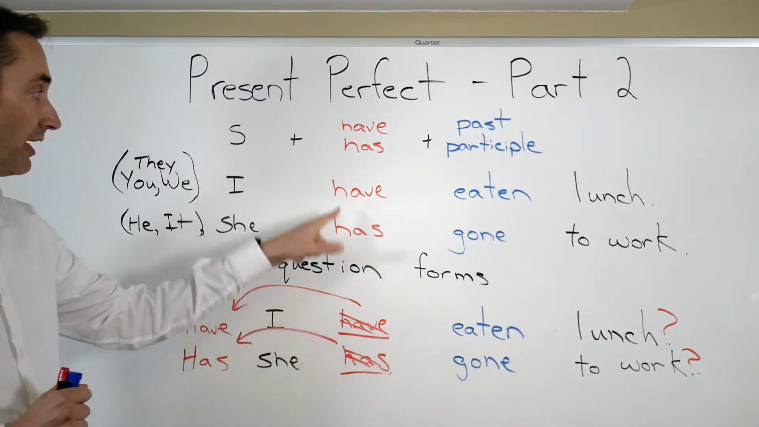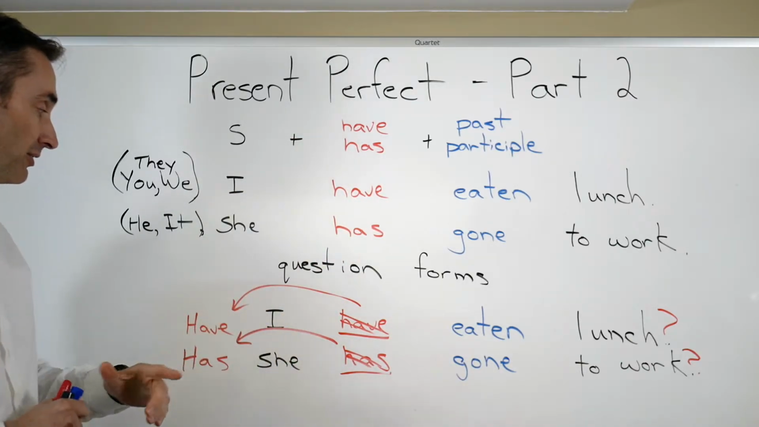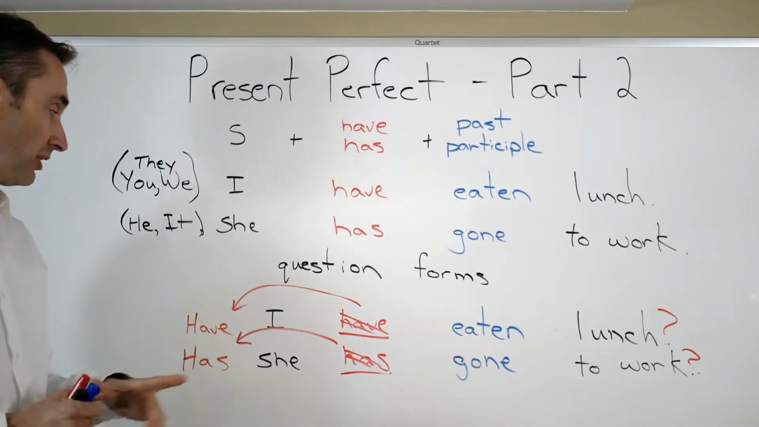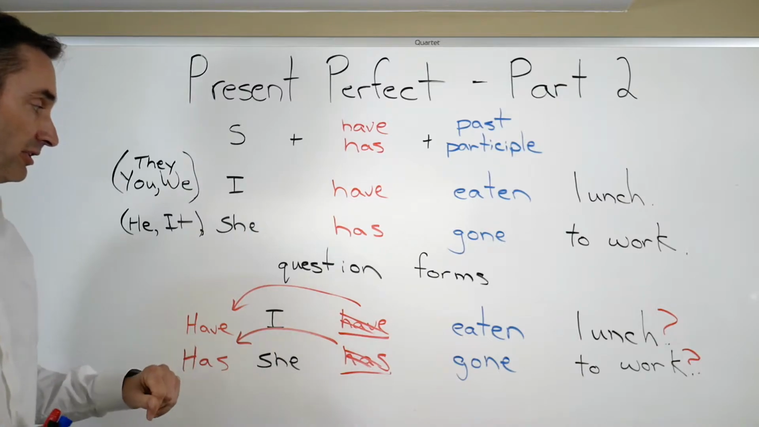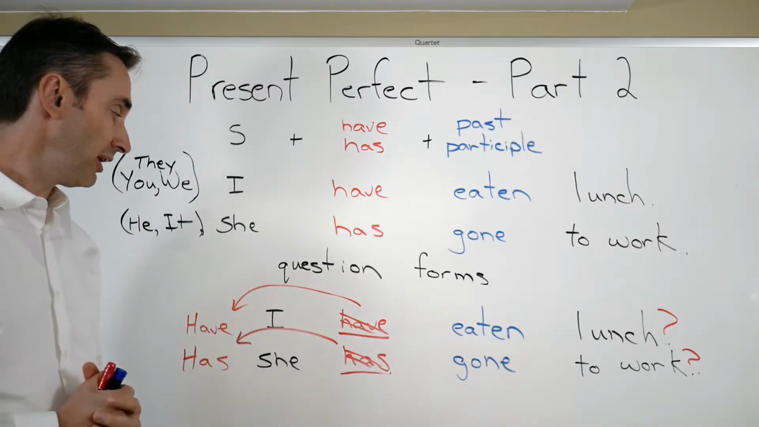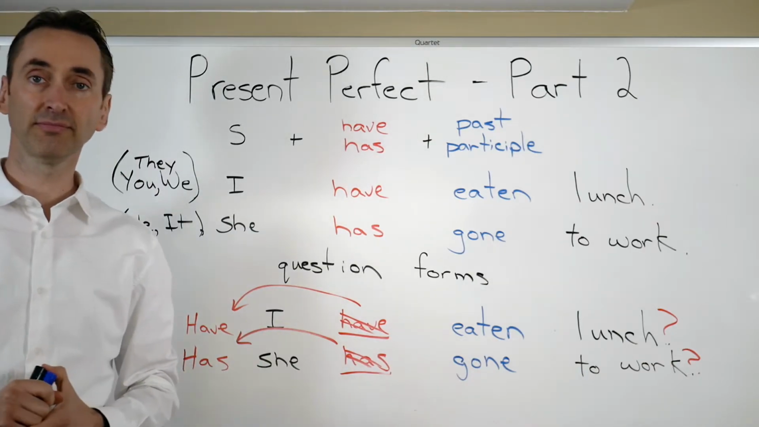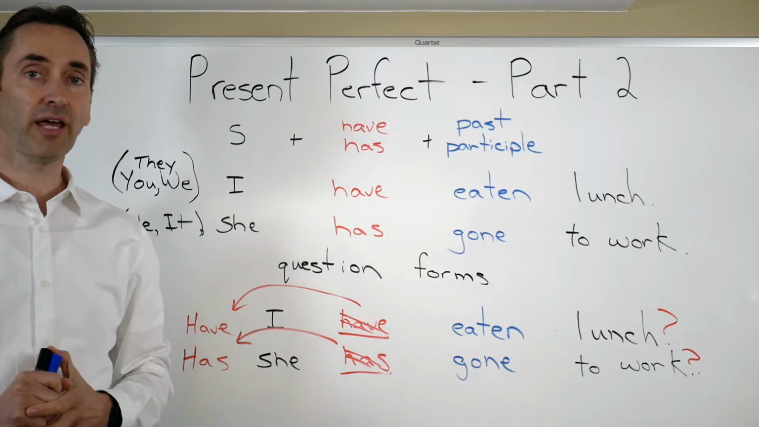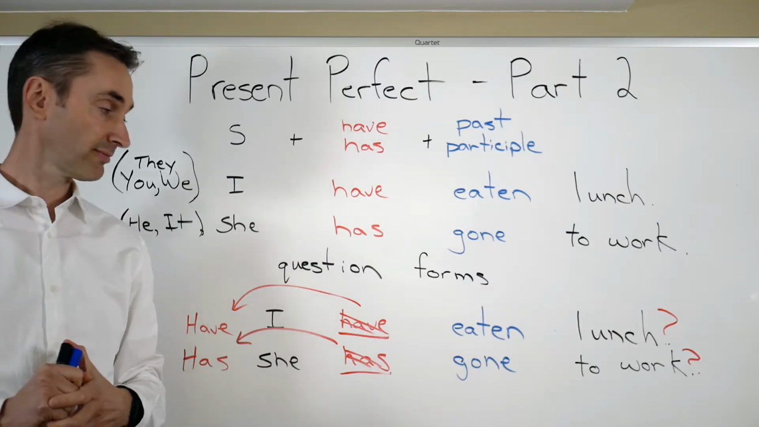Just move the have and has helping verb to the beginning of the sentence to make a question form. Have I eaten lunch? And yes, I have. No, I haven't. Has she gone to work? Yes, she has. No, she hasn't. And that is the negative and question forms.